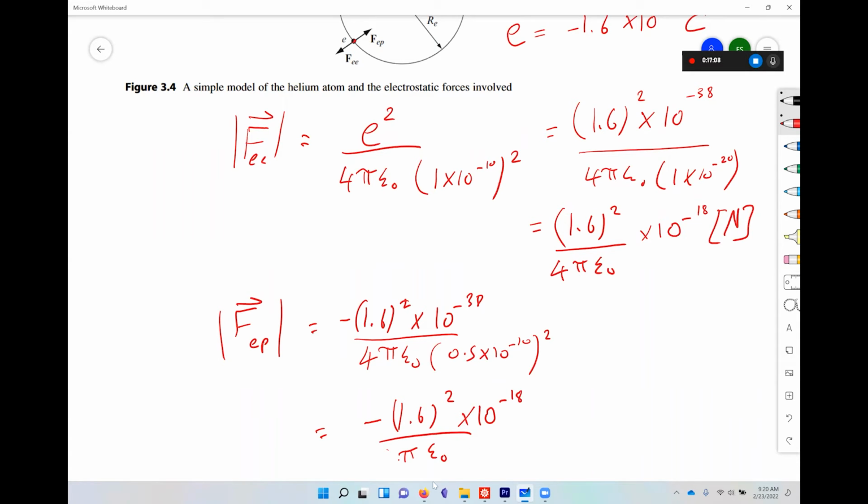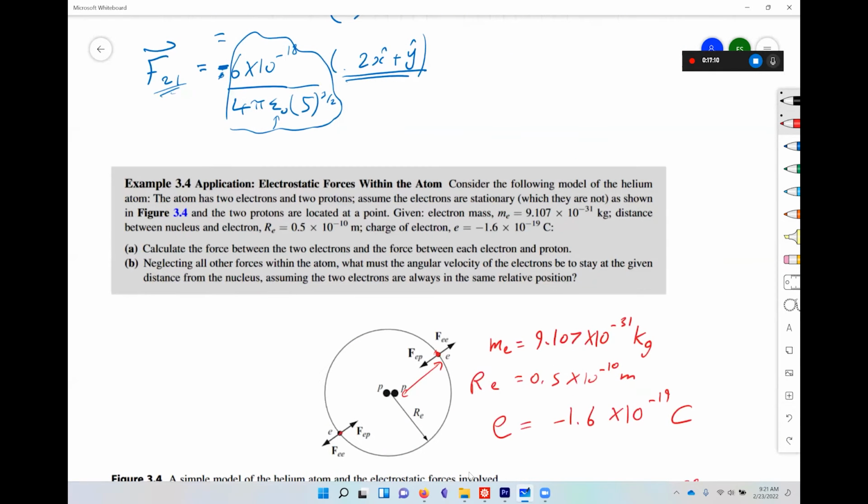And then what's the second part? Neglecting all the forces within the atom, what must the angular velocity of the electron be to stay at a given distance from the nucleus, assuming that the two electrons are always at the same relative position? Okay, so the idea here is that there are repulsive forces. So the two electrons repulse each other, and then there is an attractive force, right? So the idea is that there's a difference between the two forces.